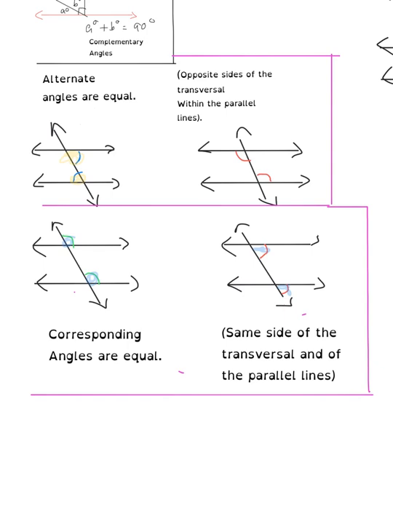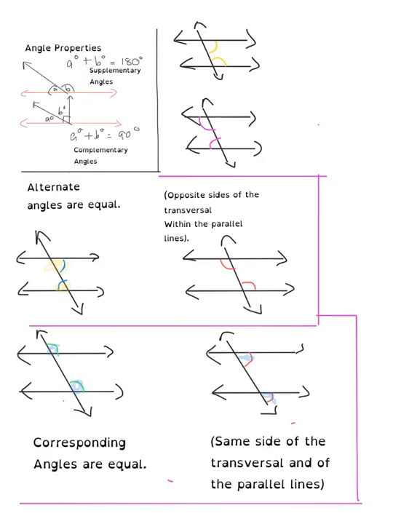So alternate angles are equal. They're on opposite sides of the transversal and within the parallel lines. Then we've got corresponding angles which are also equal. They're on the same side of the transversal and of the parallel lines. And finally we have something called co-interior angles. And that's what we've got up here. So they're not equal to each other. They add up to 180 degrees.